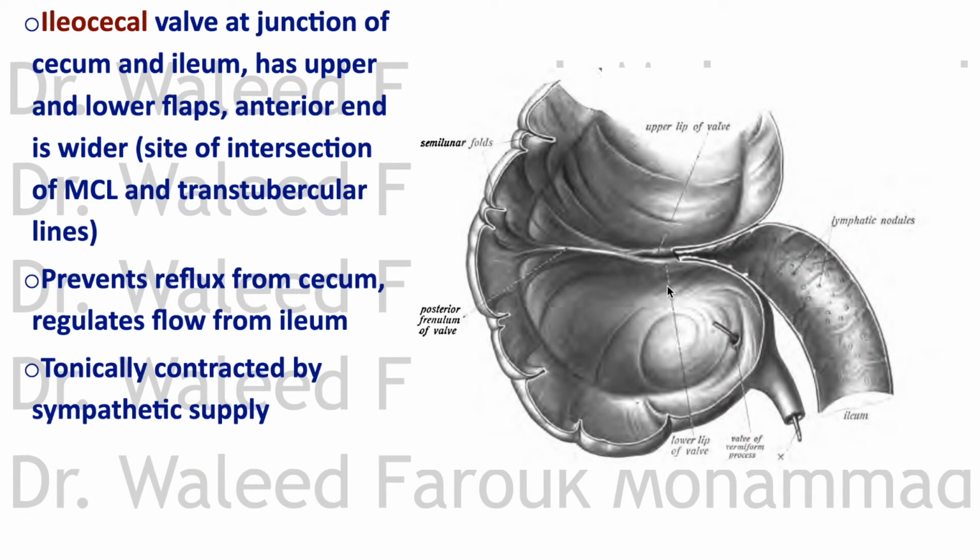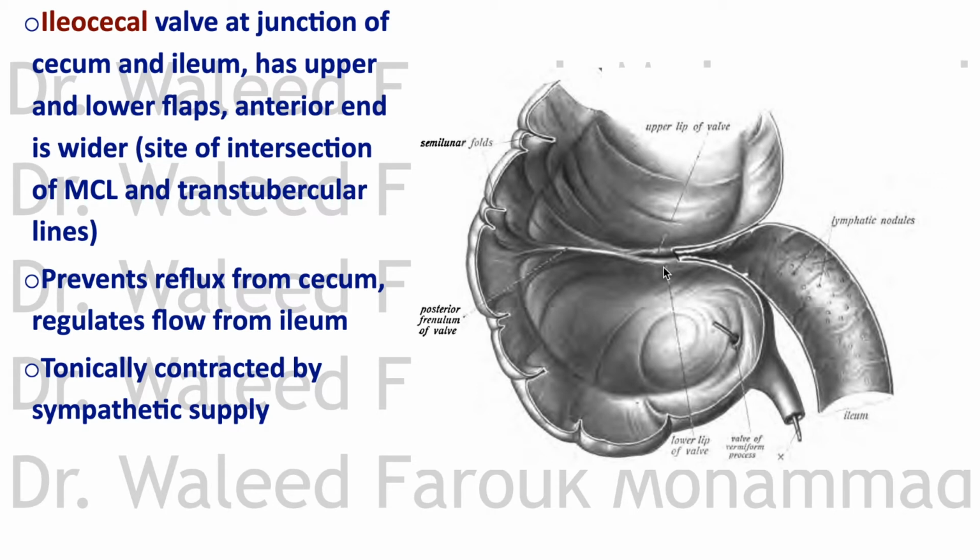The ileocecal valve, see, it's in the posteromedial surface of the cecum. It's horizontal. It has upper and lower flaps. The anterior end is a little wider than the posterior end. See, it's like a horizontal tear drop. Upper and lower flaps of the ileocecal valve.